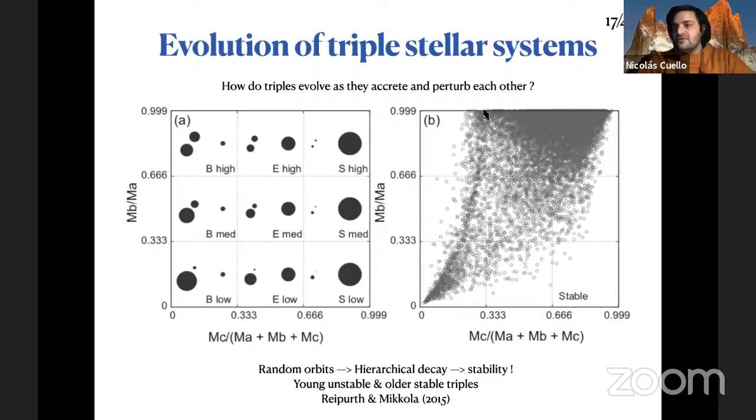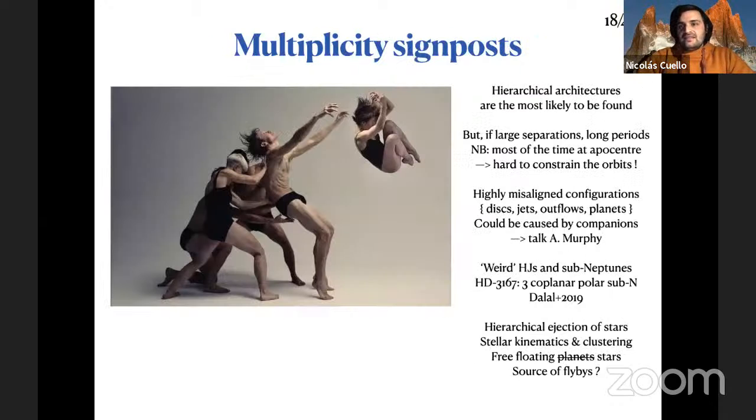They run all the simulations and they see that you have a stable region here and a stable region here, which means that there are a lot of things that decay and there are some stable systems that we should expect to observe in the field. And indeed, we observe hierarchical configurations in the field because they're the most likely to be found.